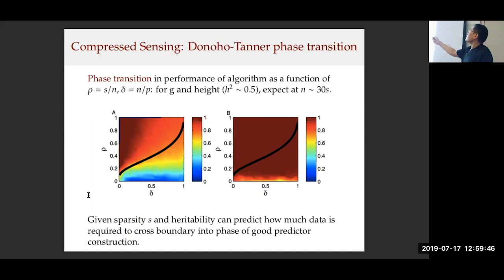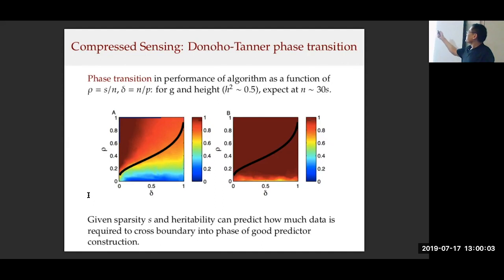What's interesting is that what Donoho and Tanner showed is that for this class of problems, there's a critical line. When you pass that critical line, you start getting very good performance of your algorithm. When you're trying to do stuff here, you just don't have enough data, you can't do anything. But as soon as you pass this black line, you can start doing real stuff.